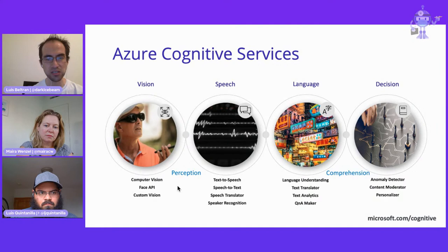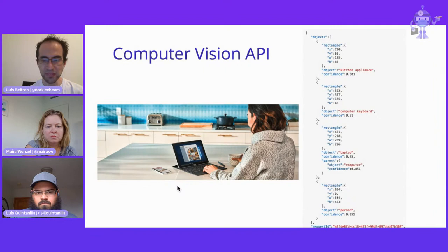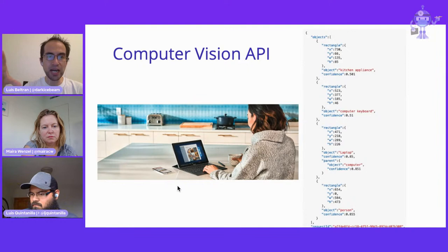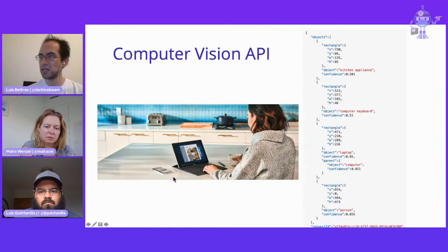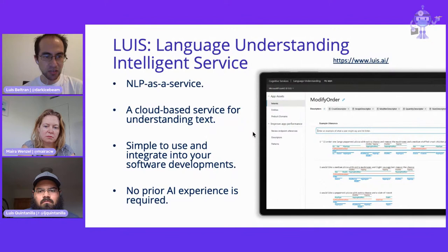For Computer Vision, basically, as Luis mentioned, we can provide some picture. Maybe we have the file or we have the URL. We send a request, an HTTP request, or we use a library, an SDK, and we will get a response. This response comes in JSON format, so you can use any language to communicate, get this response, process it, and then use it in our applications. Okay, so it will tell us there is a computer, there is a smartphone, there is a person typing, and so on. And another capability is the Language Understanding Intelligent Service, which is basically natural language processing as a service.